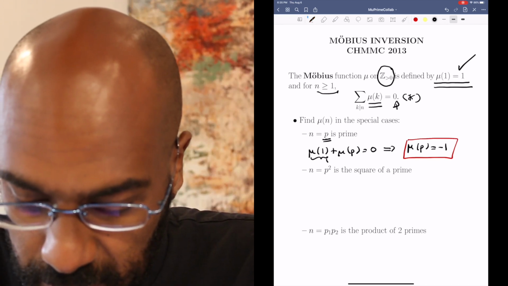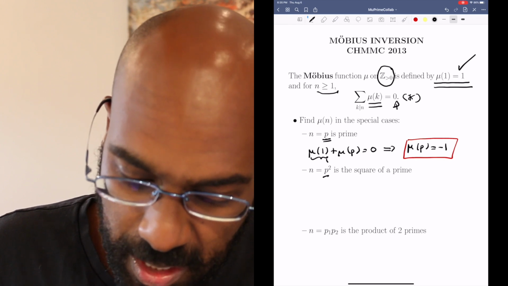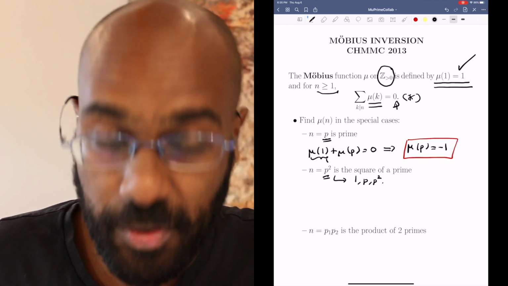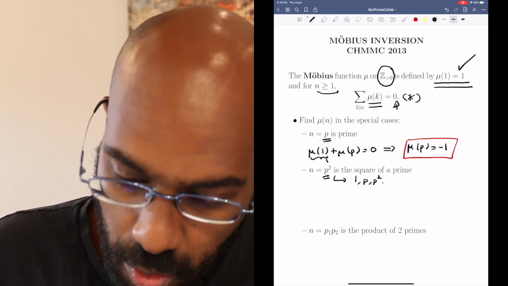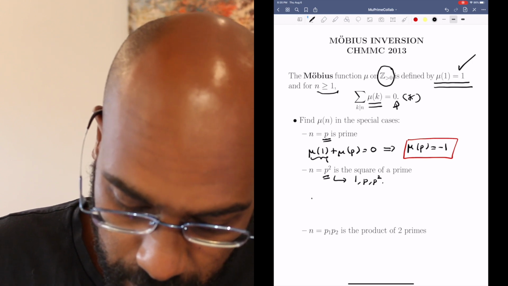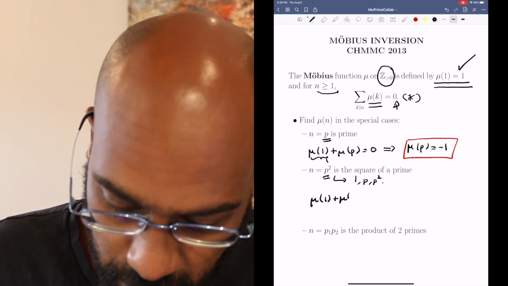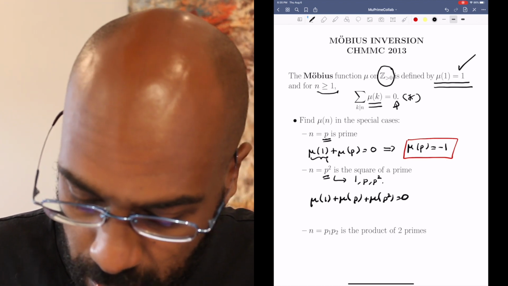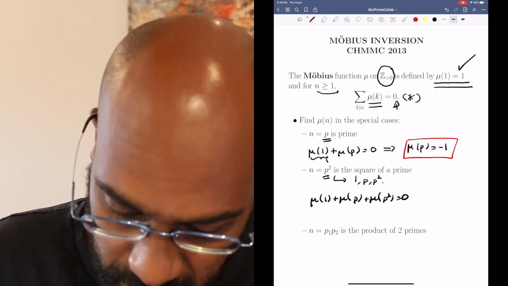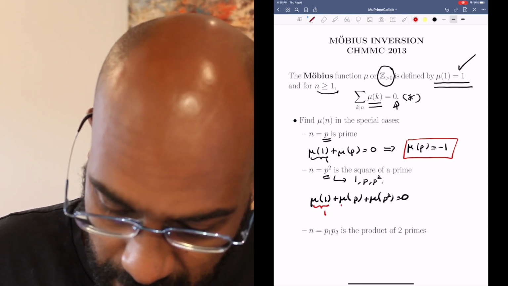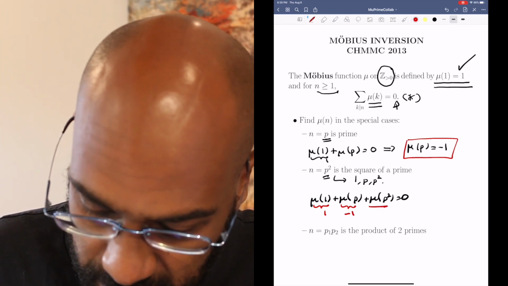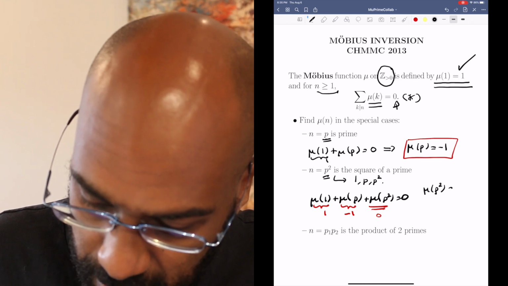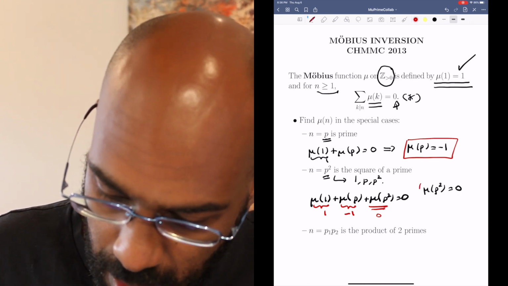Okay, cool. All right, what about the square of a prime? So the factors of the square of a prime are 1, the prime, and the prime squared. There are no other factors. So according to our recursive formula again, mu of 1 plus mu of p plus mu of p squared is 0. Okay, and we already know the values of these two. We know that this is 1, and we calculated just earlier that this is negative 1. And so this thing has to be 0. And so we get that mu of the square of any prime is 0. All right, so that's our second example.